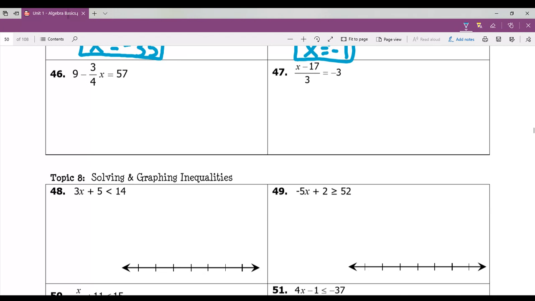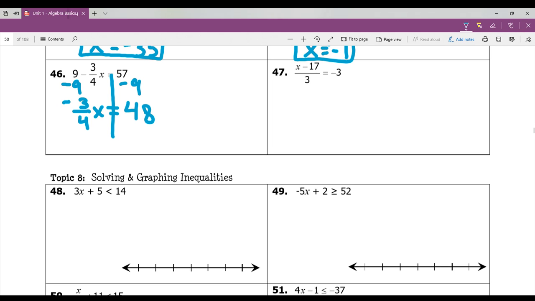Again, they're trying to trip you up. Never start with the variable. Always start with the constant term. Put my line. Minus 9. Now notice there's a negative there, so I have to leave it. Negative 3/4 x equals 48, I think. Sorry, I'm trying to do that in my head. I probably shouldn't do that.